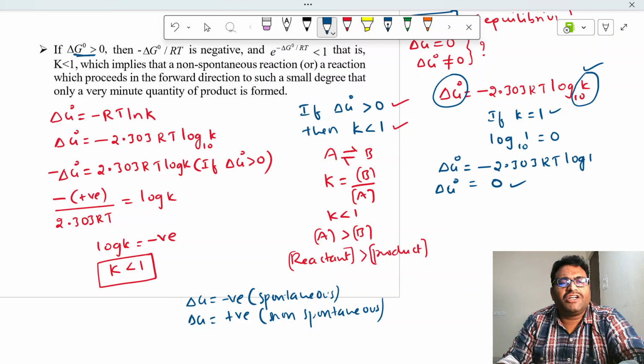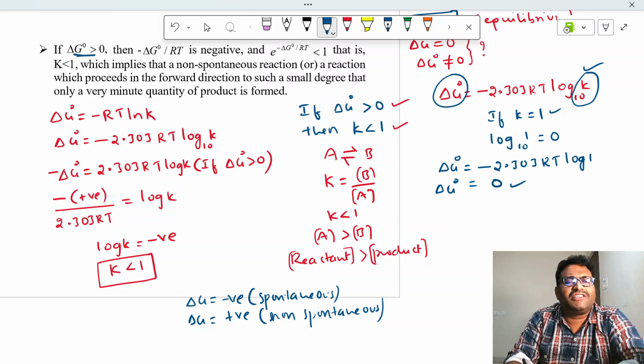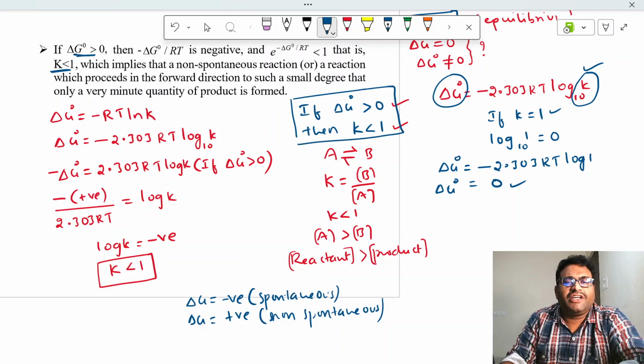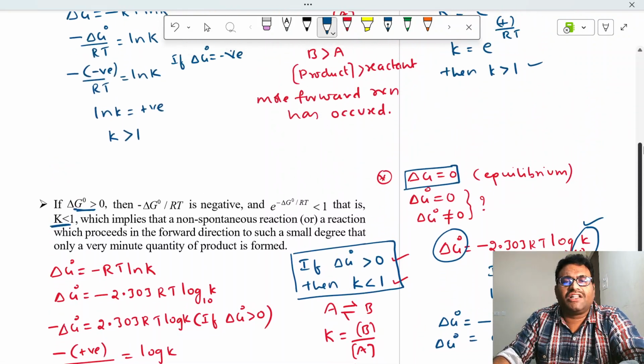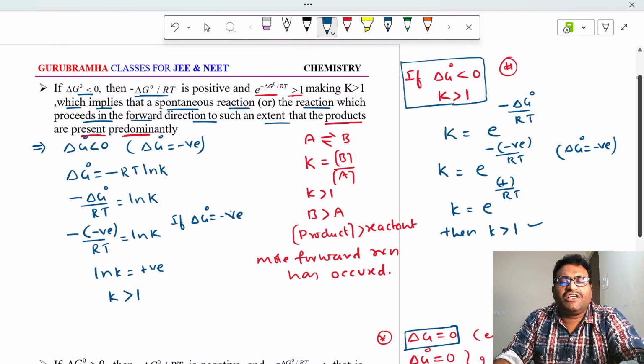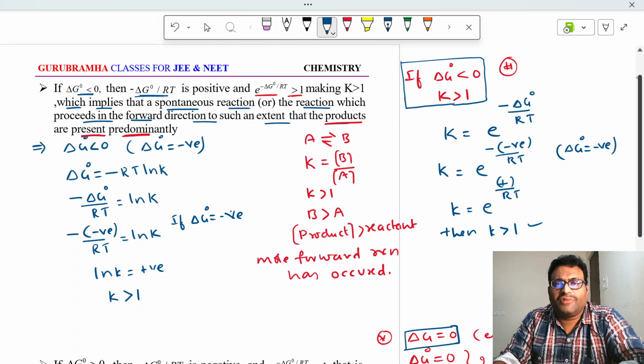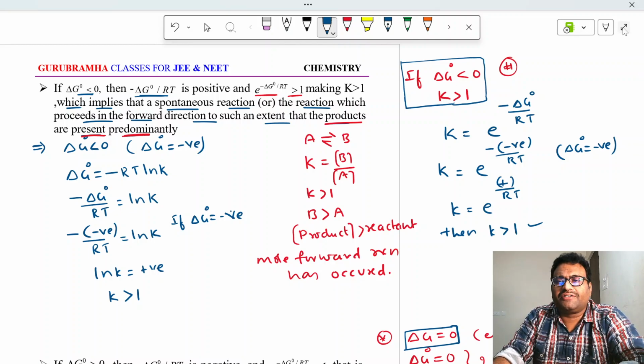What are those two conditions? If delta G naught is greater than 0, then K becomes less than 1. The other condition we have discussed: if delta G naught is less than 0, then K will be greater than 1. These two conditions we need to remember. Okay. Right. Let us move to the next part.